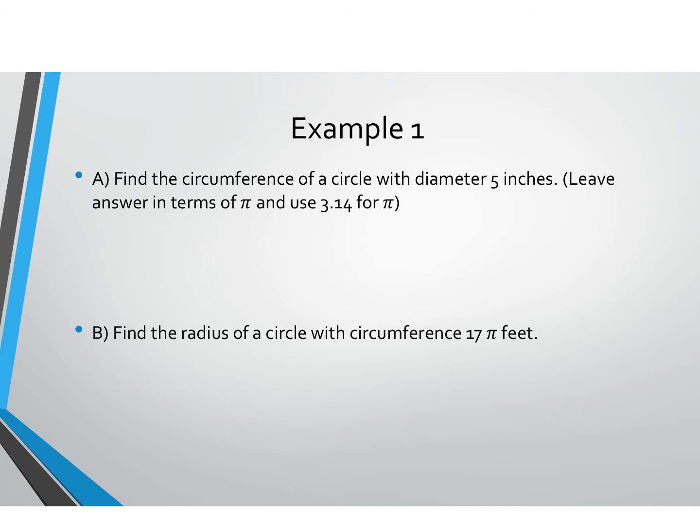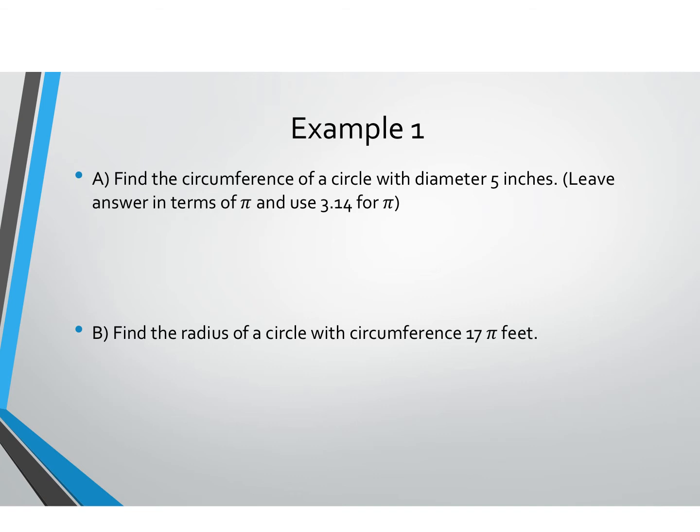We're going to do it 2 times, actually 3 times. I'm going to do it leaving my answer in terms of pi. Then I'm going to do the same calculation, but this time I'm going to use 3.14 for pi. And then I'm going to do it one more time, and I'm going to use my pi button on my calculator. So the formula is the same each time.